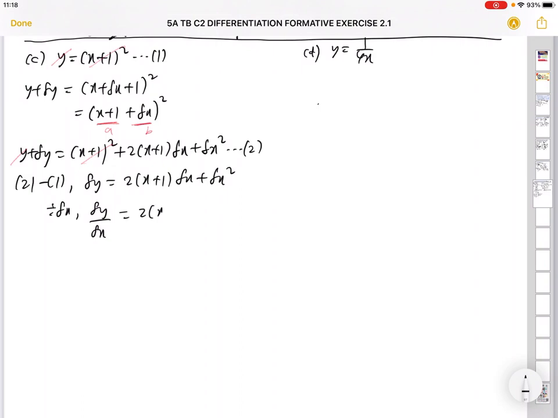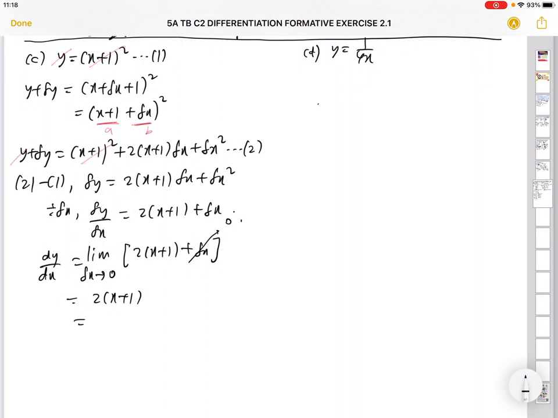And what is dy dx? dy dx is the limit of delta x approaching 0. Let us put this delta x inside. Yeah, replace this with 0, right? So you just get 2x plus 1. That's your answer. But if you want, you can actually multiply inside, right? And get 2x plus 2. All right. D, this is your equation 1.